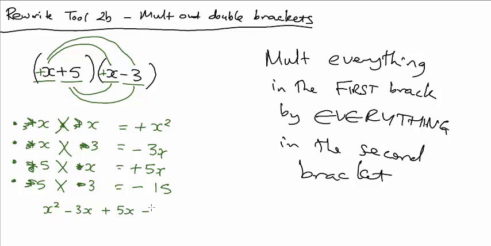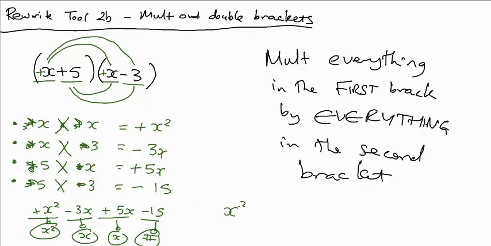But remember, we simplify this. This is an x squared term. This is an x term. This is an x term. This is a number term. Well, we already know that because this is the only x squared term, and this is the only number term. So they're going to stay like that.